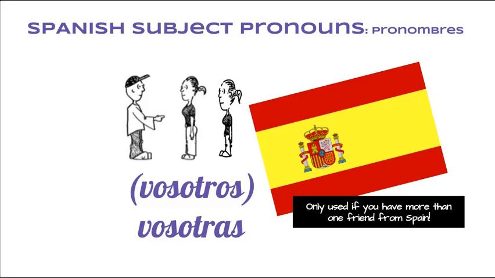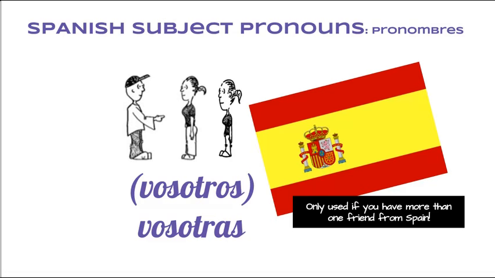Think tú y tú y tú y tú y tú. All of those tús together make vosotros. But this informality with a group is not something that people use often. In fact, most Spanish-speaking countries don't use it at all. Only Spain uses vosotros and vosotras.